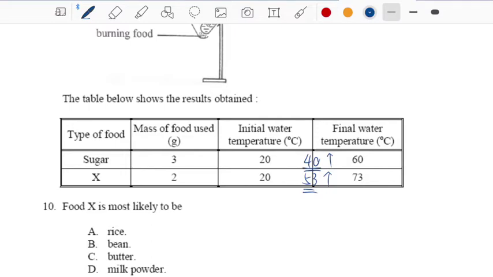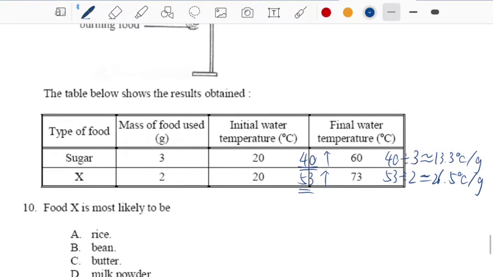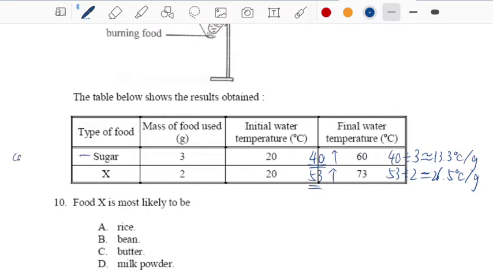We can work out how many degrees the temperature changes if we burn 1 gram of that food only. If we do the simple maths, 40 divided by 3 is around 13.3 degrees per gram. For food X, it will be 53 divided by 2 grams, which is 26.5 degrees per gram. Sugar we know is just carbohydrate. Food X can also release energy, and if we compare the values, it's almost doubled, around twice as much as the energy released by the sugar.